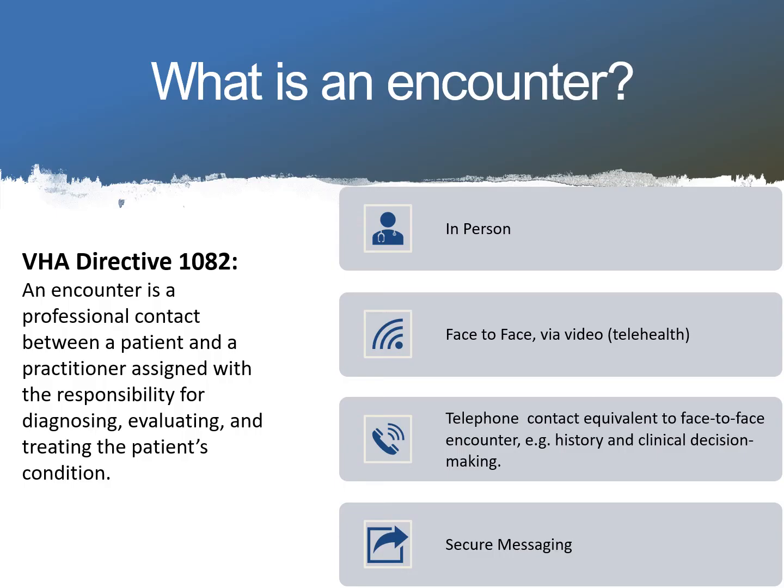Let's go over encounters. So what is an encounter? In the VA, an encounter is considered to be any professional contact that happens between the patient and the provider, as long as within that contact, that provider is diagnosing, evaluating, or treating the patient's condition. So this can happen in person, face to face, by telephone, or by secure messaging.